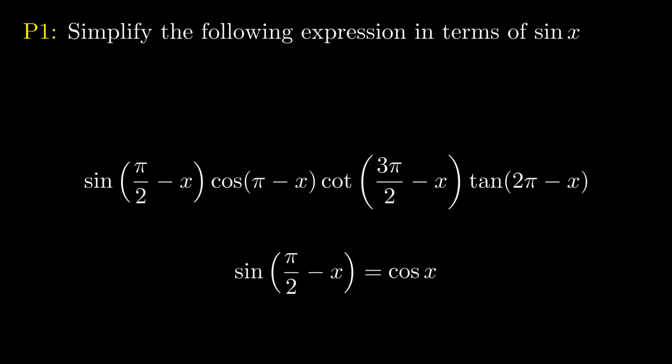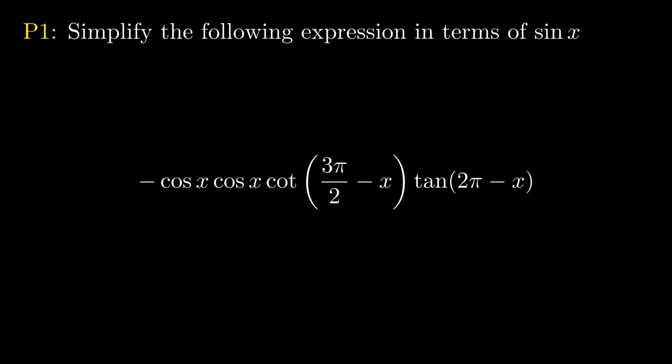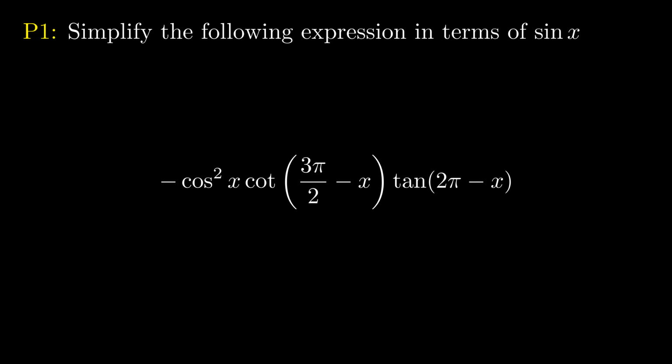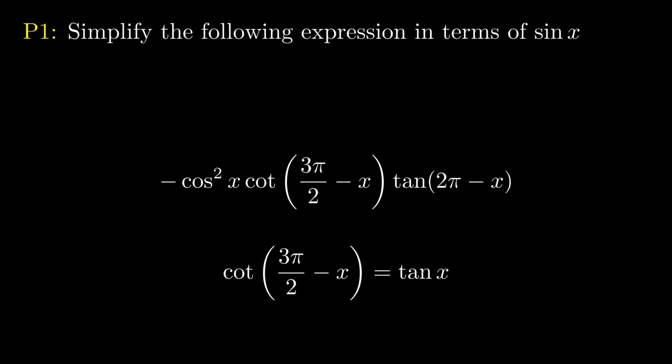If we substitute that value in, how about cosine of pi minus x? Recall that pi minus x is the same as reflecting our point P across the y-axis. So cosine of pi minus x is equal to negative cosine of x. Let's substitute that in. Cotangent of 3 pi halves minus x is equal to cotangent of pi halves minus x because of the pi radians rotation, which is equal to tangent of x.